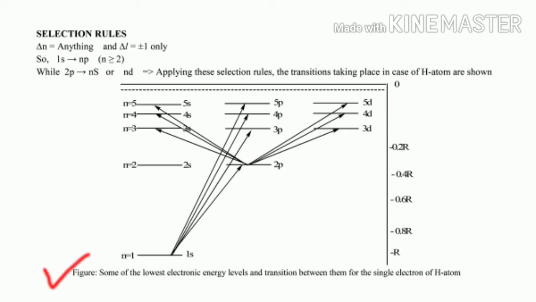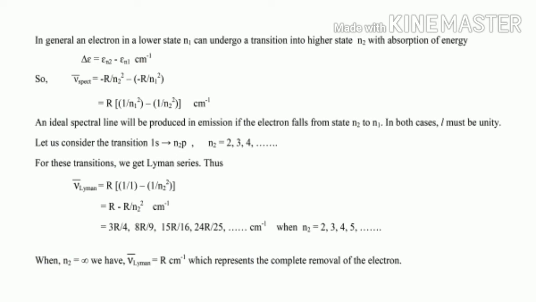So this figure represents some of the lowest electronic energy levels and transitions between them from the single electron of the hydrogen atom. In general, an electron in a lower state, say n1, can undergo a transition into a higher state, say n2, with absorption of energy Δε = ε(n2) − ε(n1) cm⁻¹. So ν̄ spectra = (−R/n2²) − (−R/n1²), which is equal to R(1/n1² − 1/n2²) cm⁻¹. An ideal spectral line will be produced in emission if the electron falls from the state n2 to n1, and in both cases L must be unity.